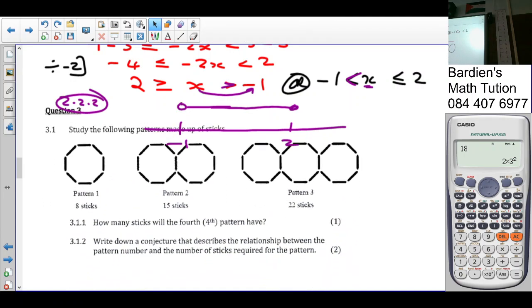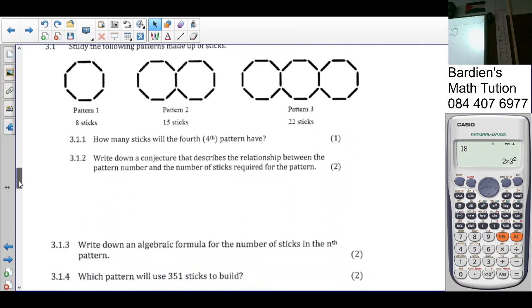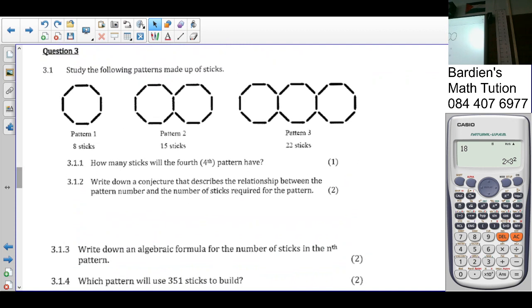Question 3. We are told to study the following pattern made up of sticks. Pattern 1 has 8 sticks, as you can see here: 1, 2, 3, 4, 5, 6, 7, 8. Here's 8, 9, 10, 11, 12, 13, 14, 15, and so on. You all okay with that? You know how to count sticks, no? Yes?